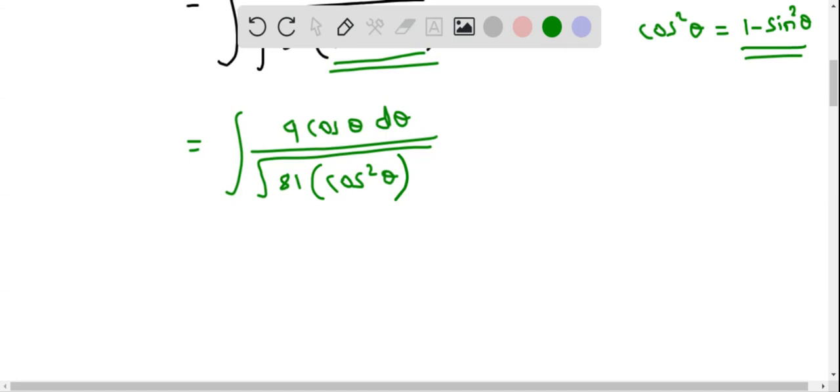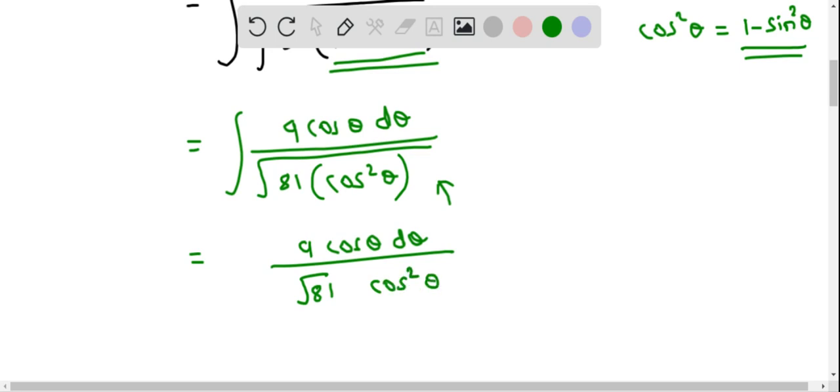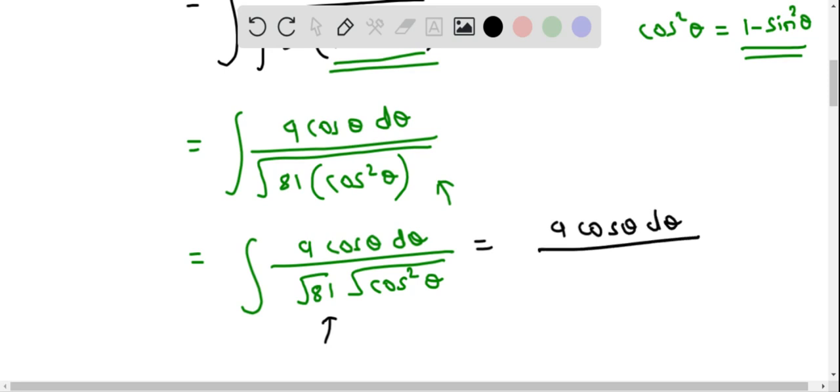And now let's simplify this further. So we have 9 cos theta d theta in the numerator, and this denominator expression under the root can be written as a product of two square roots, that is square root of 81 times square root of cos square theta. We know that square root of 81 is 9. So I rewrite this numerator term, that is 9 cos theta, divided by square root of 81 is 9, and square root of cos square theta is cos theta.